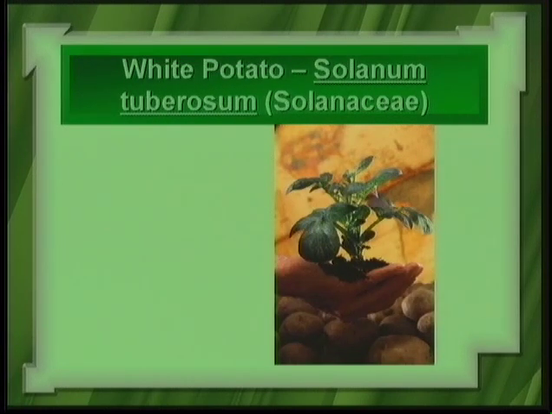So the first in our short survey of different kinds of plant storage organs that we humans use as a source of starch, or other kinds of carbohydrates, is what we call the white potato. The scientific name of it is Solanum tuberosum. And Solanum is a rather large genus. And then, of course, the Solanums are all in the Solanaceae, which is a plant family.